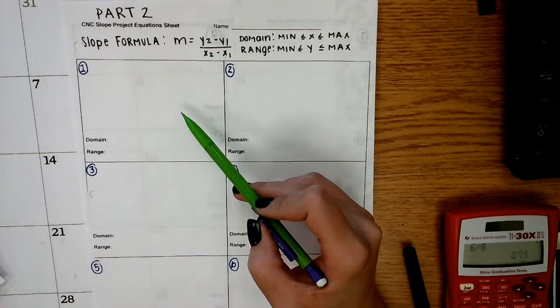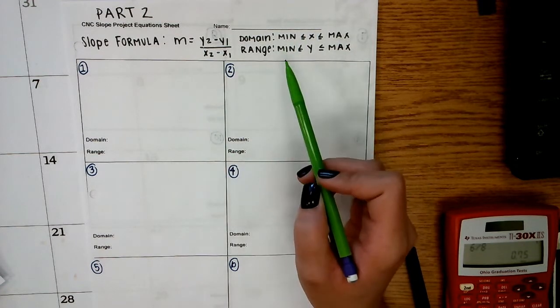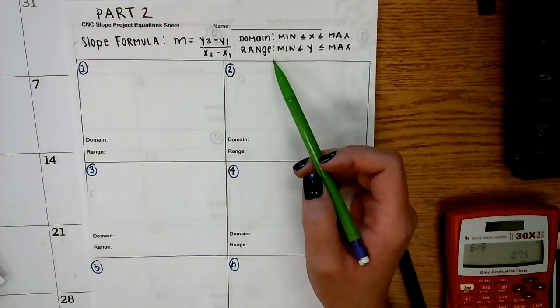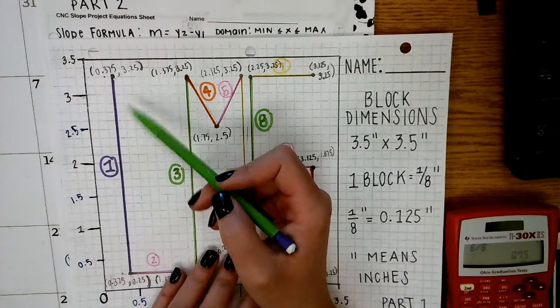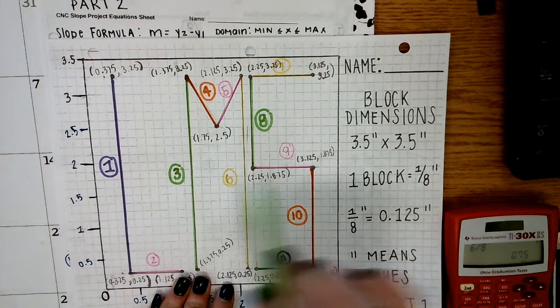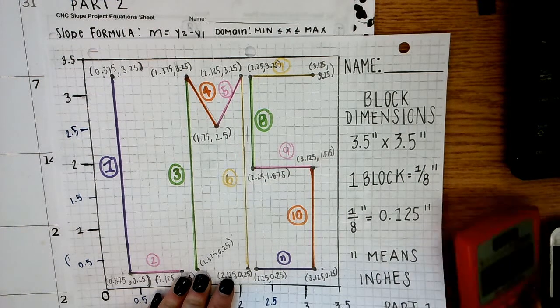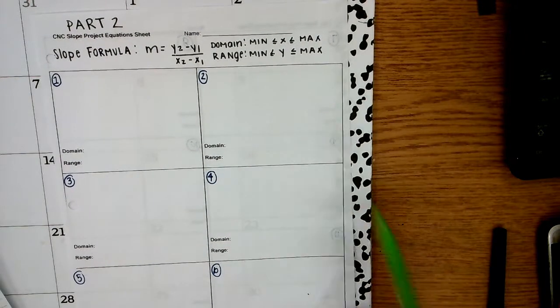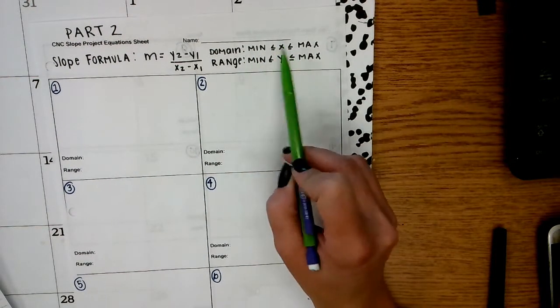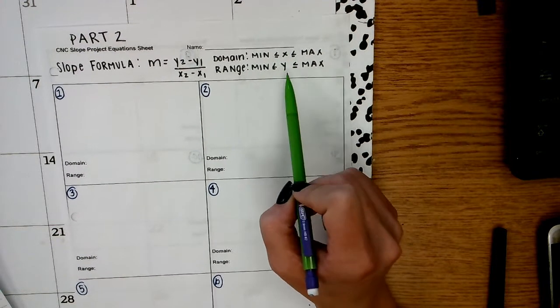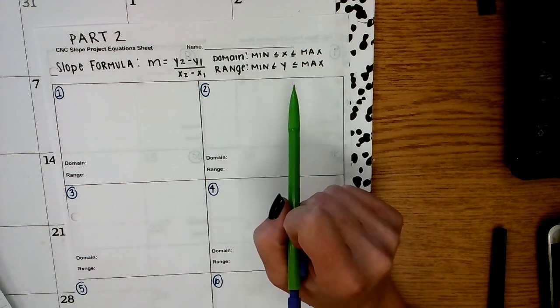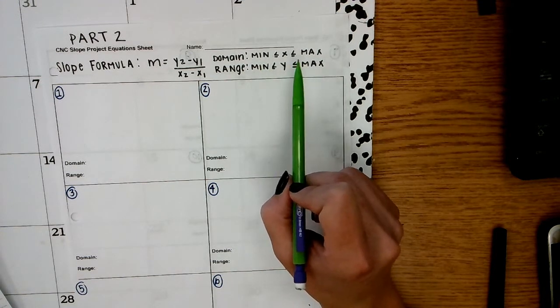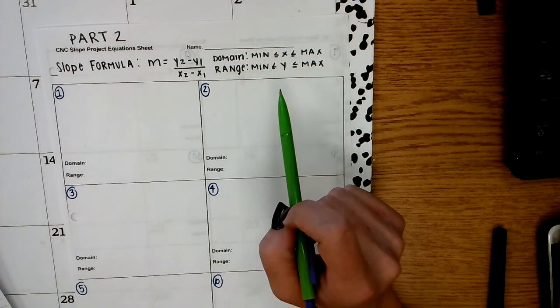And then after we write the equations, we're going to find the domain and the range for each segment, which is why it was very important that you found the coordinates of the beginning and end points for each segment on your sketch, because those coordinates are going to help us find the domain and the range. For domain, remember that's all of the possible x values for your line, and the range is all of your possible y values. We're going to write the domain and range in interval notation.